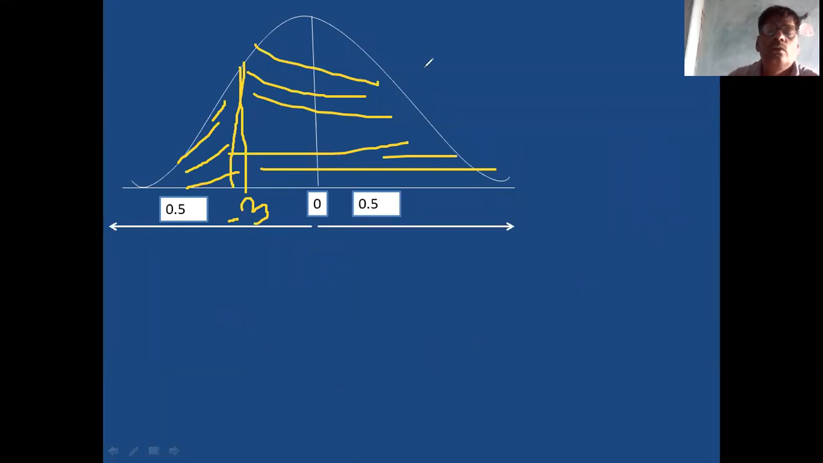Okay. With this, I complete today's lesson, and only 1 minute time is there. If you are having any doubts, you can ask regarding this.